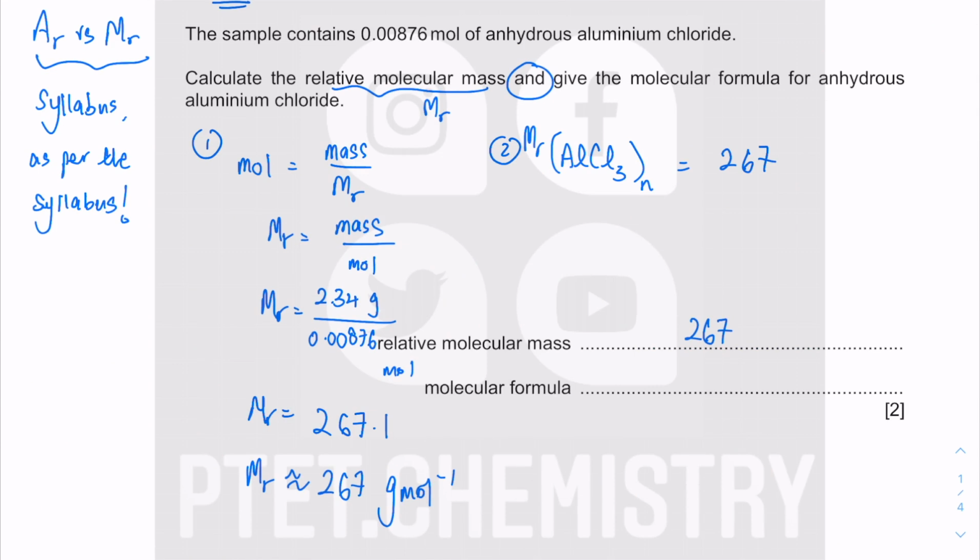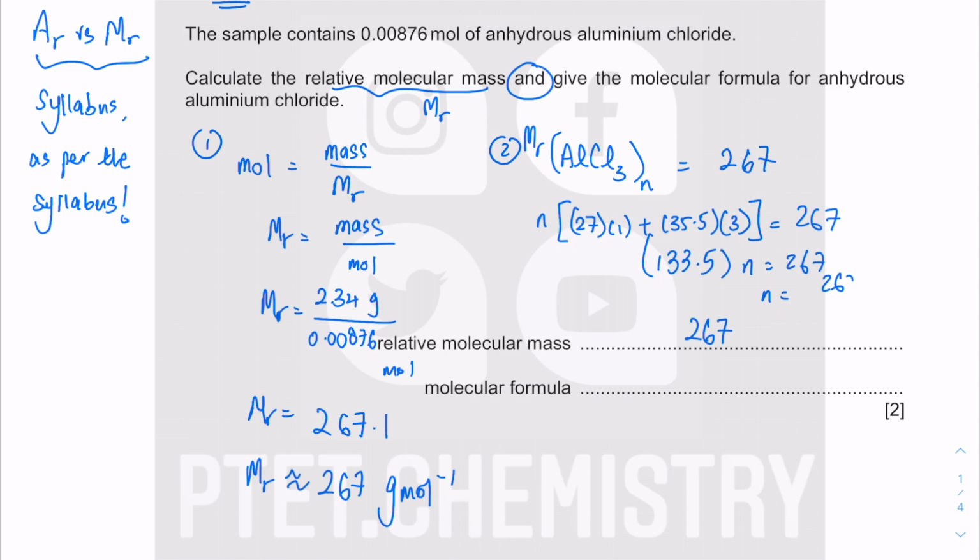So I will have the relative atomic mass of aluminium. How many of these aluminium do I have? Aluminium, I have 1 of it. So it's 27 times 1 plus 35.5, the relative atomic mass for 1 chlorine, and I have 3 of them in AlCl3, multiplied by how many times I need to multiply them. So inside the bracket, I get 133.5 multiplied by n equal to 267. So n equals 267 over 133.5, that is equal to 2.